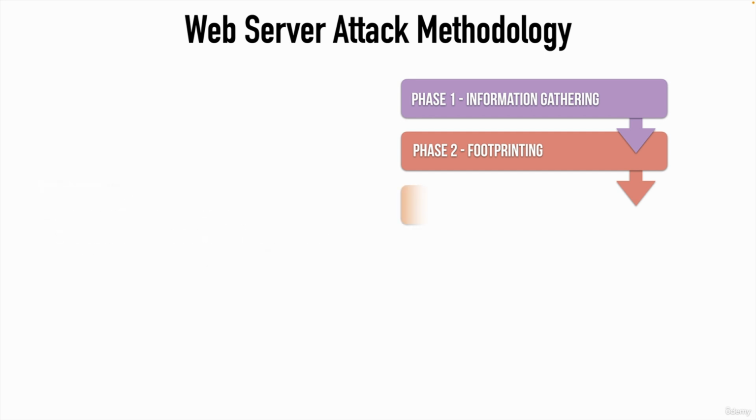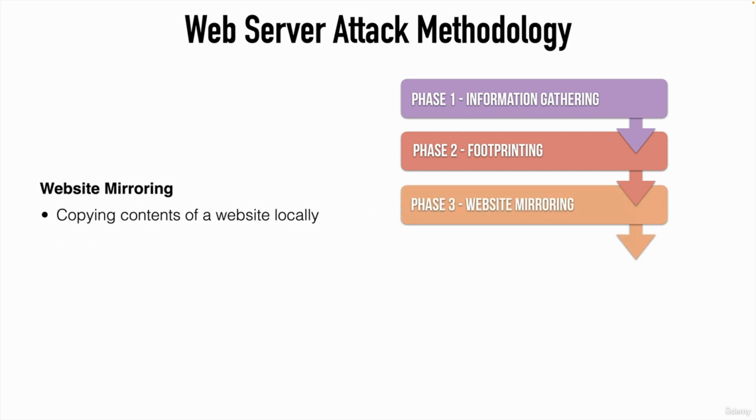Phase 3 is website mirroring. As you might guess, this involves completely mirroring, or in other words, copying the entire contents of a website onto a local hard drive. This offers the attacker the advantage of having lots of time to map the website's directories in a mock lab environment. So this allows them to perfect the potential attack before they begin.